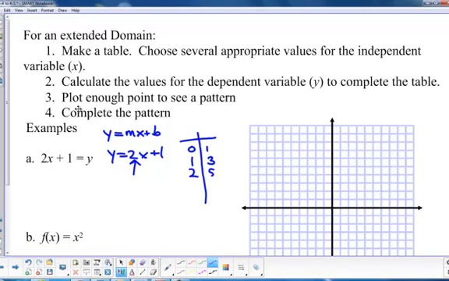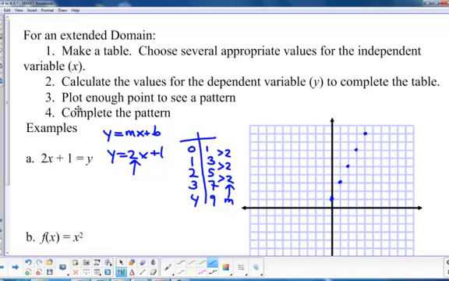2 will give me 5. 3 will give me 7. Each time it's going up by 2. That is your m. You can plug the numbers in and solve, like if I plug 4 in, 4 times 2 is 8, plus 1 is 9, or I can just know that it has to be 2 more. This time we're going to connect everything, so 0 gives 1, and then remember rise over run, so it's basically over 1 up 2, over 1 up 2, over 1 up 2, over 1 up 2.